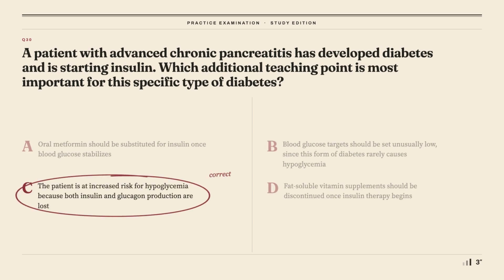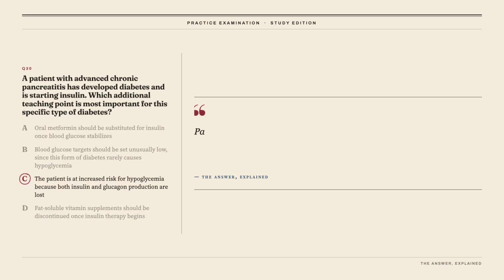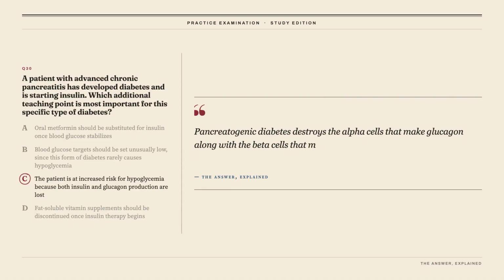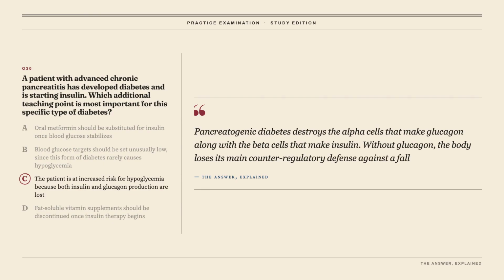The correct answer is C. The patient is at increased risk for hypoglycemia because both insulin and glucagon production are lost. C is correct because pancreatogenic diabetes destroys the alpha cells that make glucagon, along with the beta cells that make insulin. Without glucagon, the body loses its main counter-regulatory defense against a falling blood sugar, producing brittle swings and dangerous lows. For that reason, glucose targets in these patients are often kept slightly higher than usual.